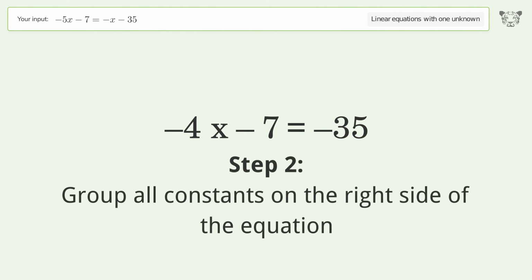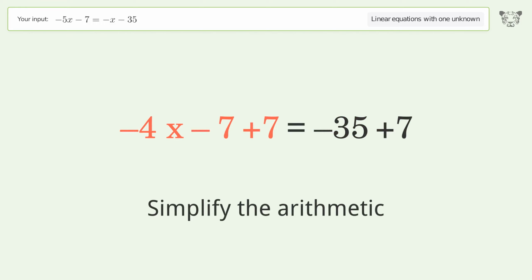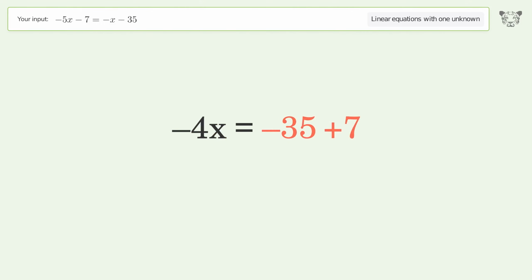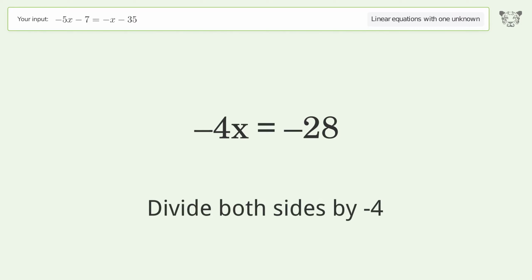Group all constants on the right side of the equation. Add 7 to both sides. Simplify the arithmetic. Isolate the x. Divide both sides by -4.